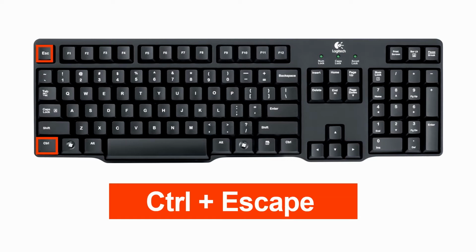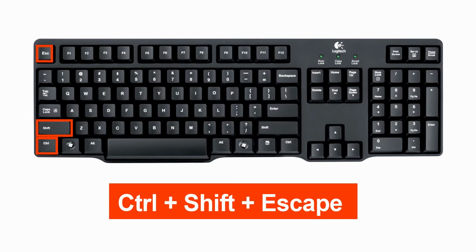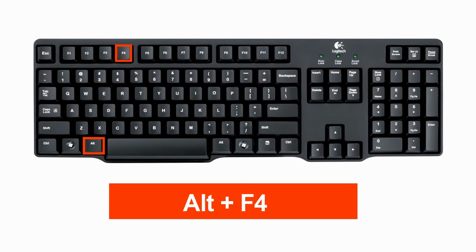Control Escape opens the start menu. Control Shift Escape opens Windows Task Manager. Alt F4 closes the currently active program. Alt Enter opens the properties for the selected item like file, folder, shortcut, etc.